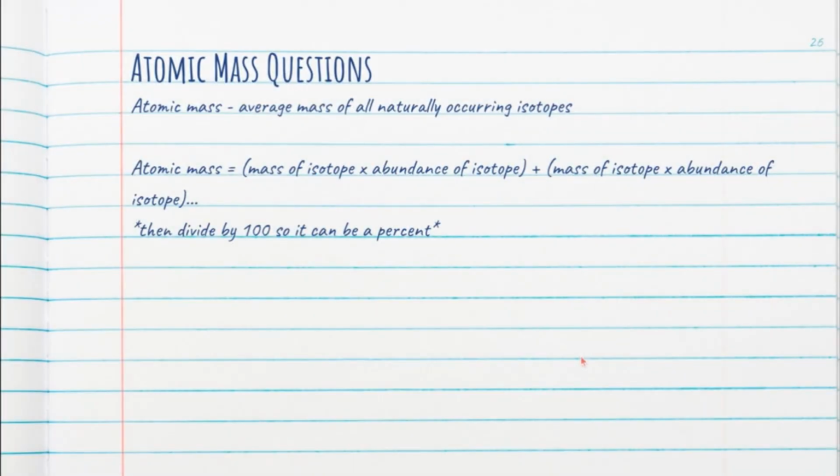The atomic mass is the average mass of all naturally occurring isotopes. The formula for atomic mass is the mass of the isotope times the abundance of the isotope, and then you just add it for all the other different abundances that there might be. And you have to remember to divide your answer by 100 so that it can be a percent.